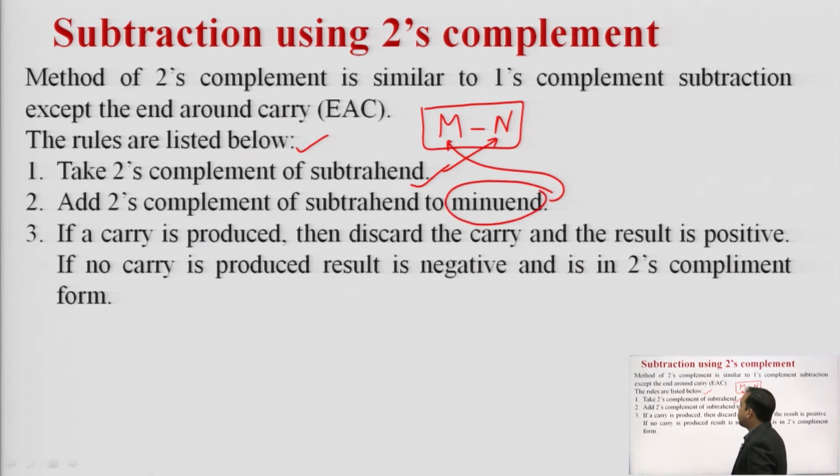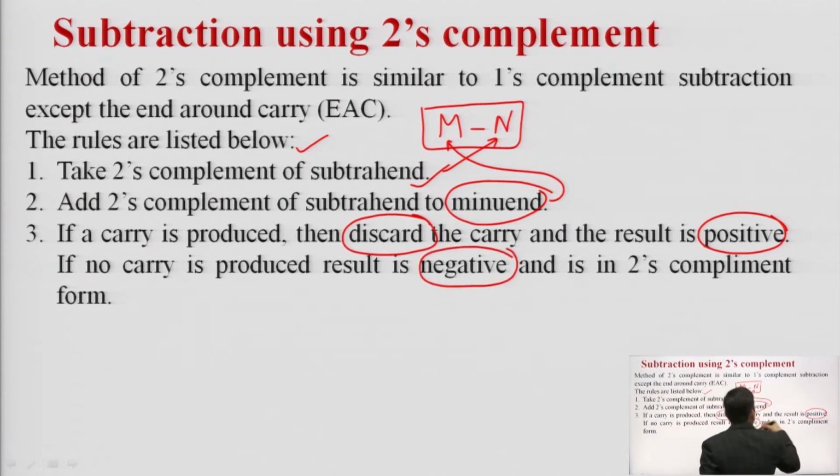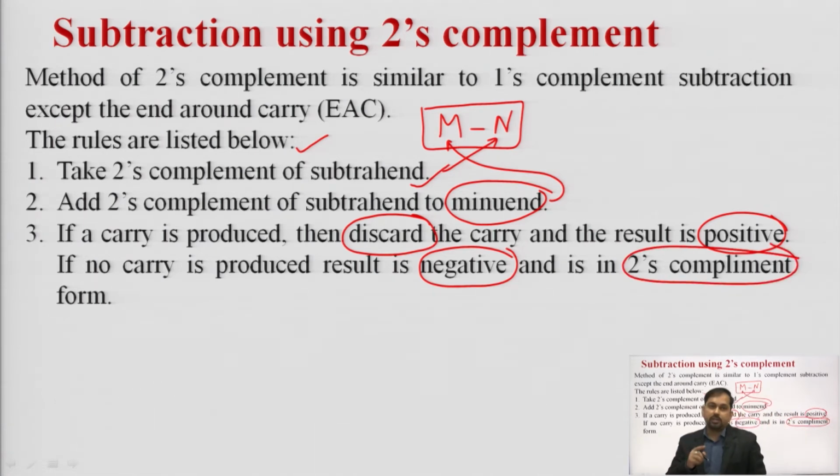Now if the carry is produced, then we need to discard the carry and the result is positive. If no carry is produced, then the result is negative, and again we need to take the twos complement of the result we obtained. So this is the method for twos complement. This is somewhat different from ones complement.